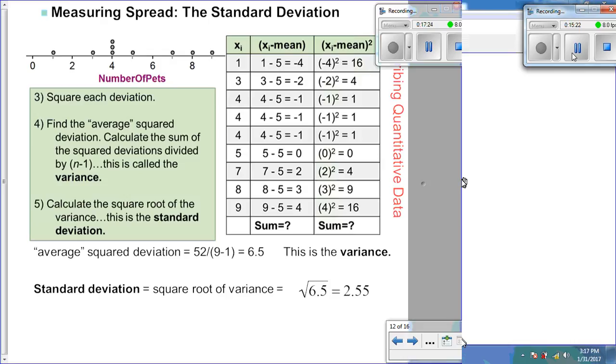I still have to divide it by how many observations I have. But instead of dividing by 9, I'm actually going to divide by 9 minus 1. And so I get 6.5. That's my variance. And then the standard deviation comes from taking the square root of the variance. So my standard deviation would be 2.55.